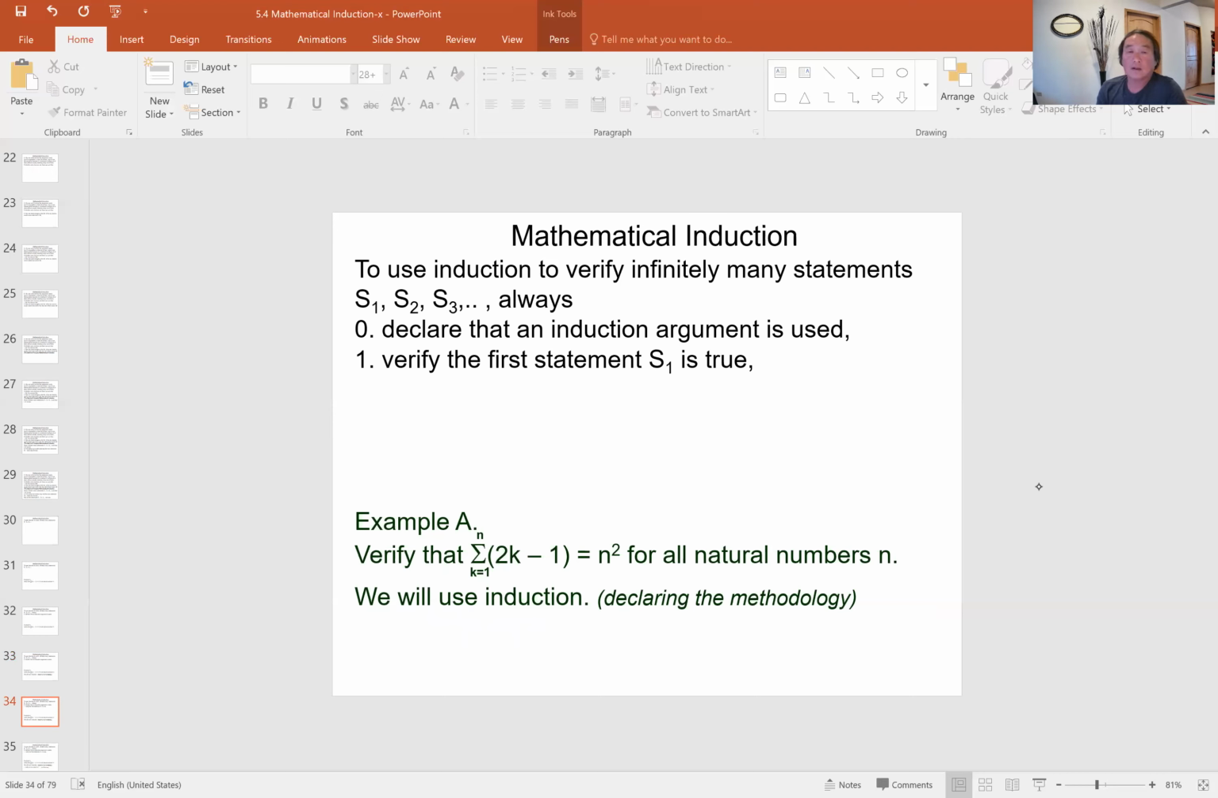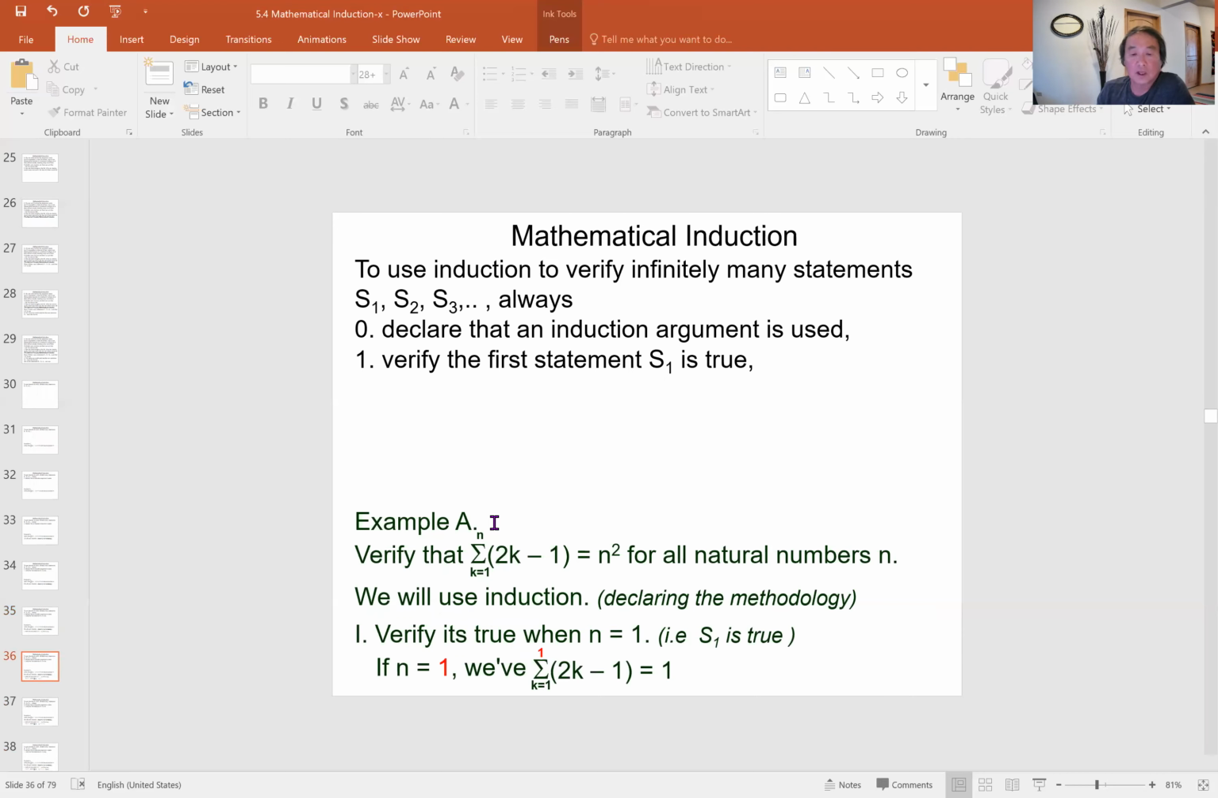So what we're going to do is verify the very first statement. What do we mean by the first statement? It means that n is 1. Okay? There's only one number, 1, which is 1 squared. Check. So the formula works. You can plug in 1.